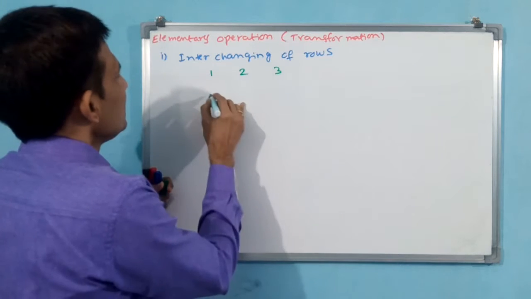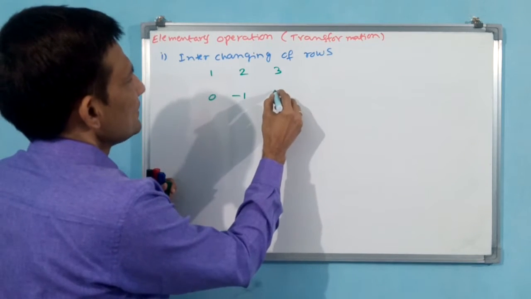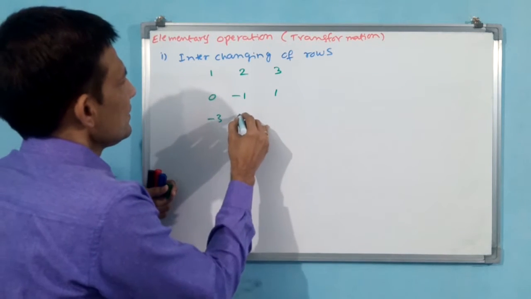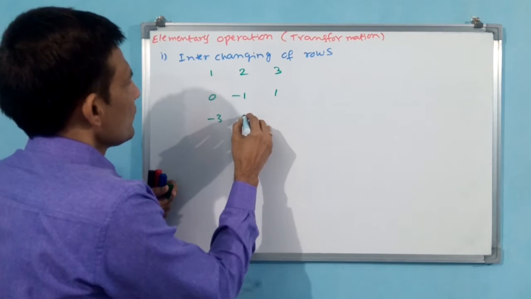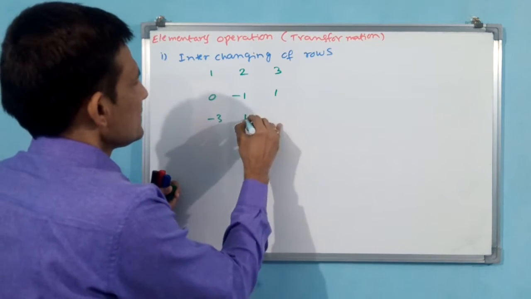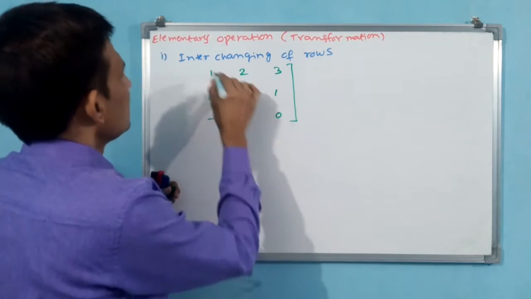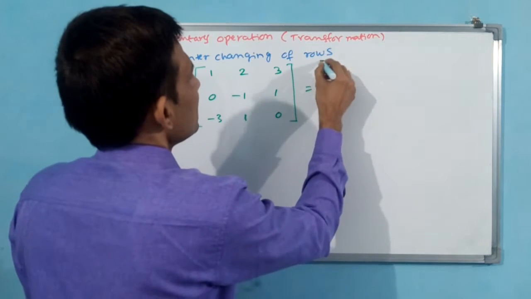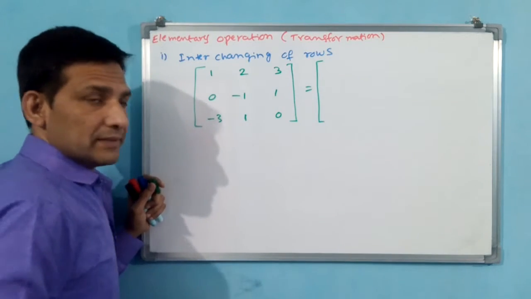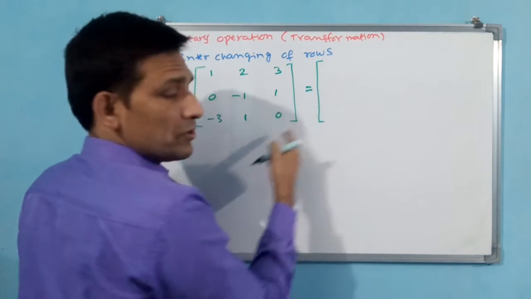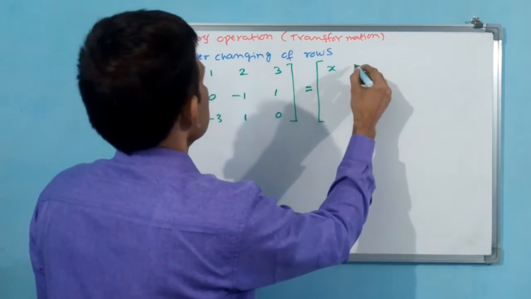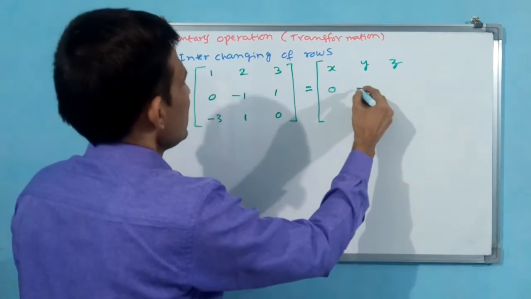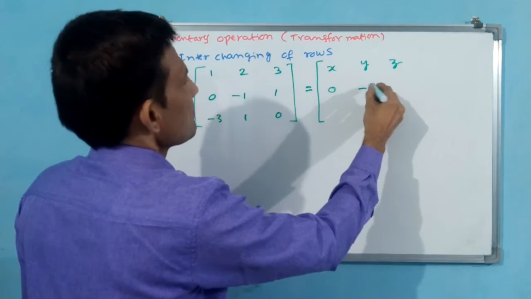1, 2, 3, 0, minus 1, 1, minus 3, 1, 0. This is a 3 by 3 matrix. And this side is also another matrix, equal to another matrix, say x, y, z, 0. But here minus 1 is like that only.